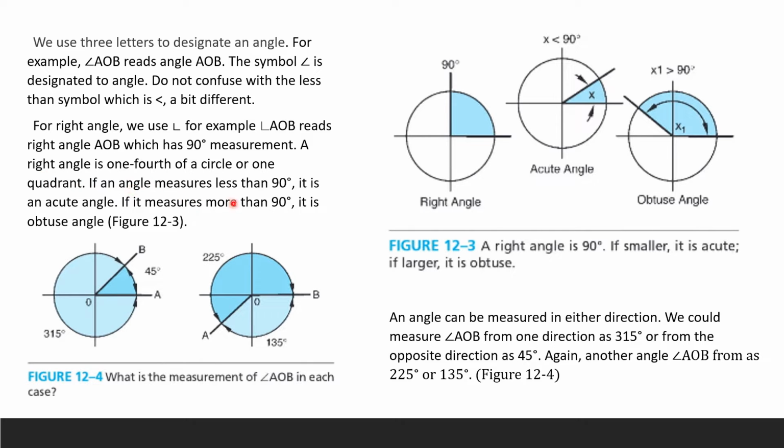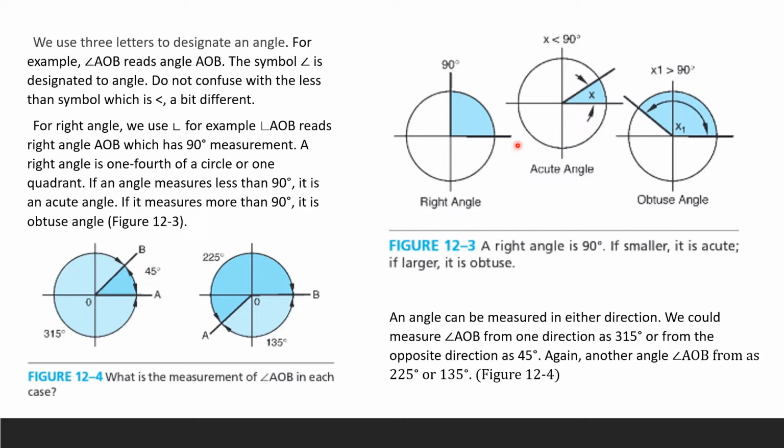If an angle measurement is less than 90 degrees, it is an acute angle. If it measures more than 90 degrees, it is an obtuse angle. So 45 is less than 90, so we call this little angle acute. From here to here is 315, that's more than 90, so we call that obtuse. Here it's the same thing, that's 225, and this one is 135. Both of them are more than 90, so they both are obtuse angles.